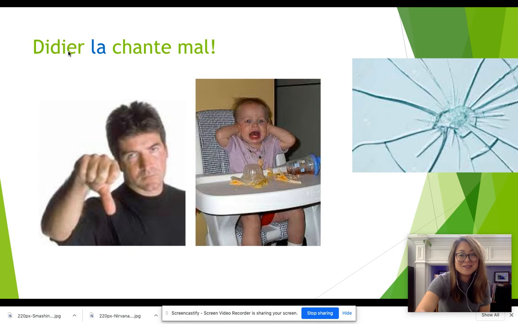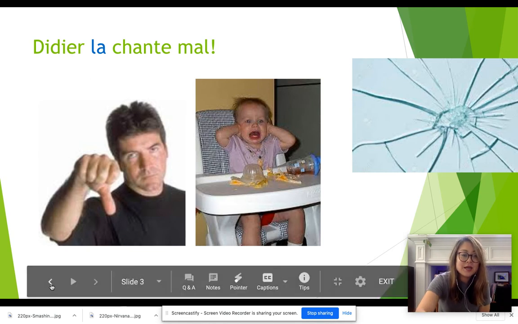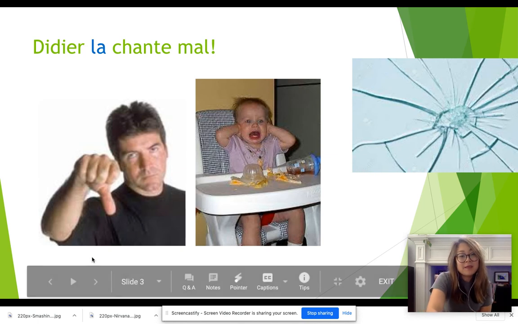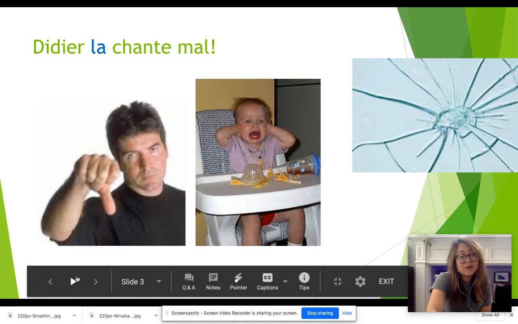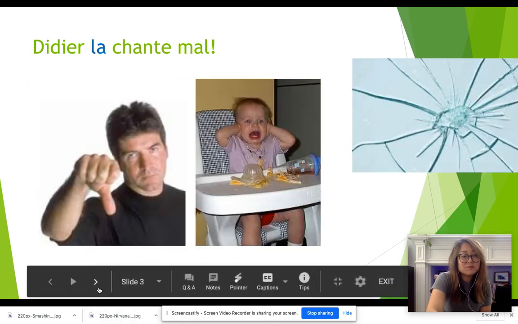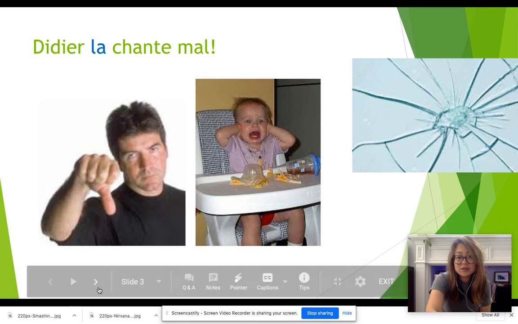You could just say he sings it badly. So la replaces la chanson. La means it in this case. Now you've seen that la means the in most cases, but that's when it comes before a noun. Now it's coming before a verb and it means it. And we see that it's feminine too because la chanson is feminine. Let's look at the next example.